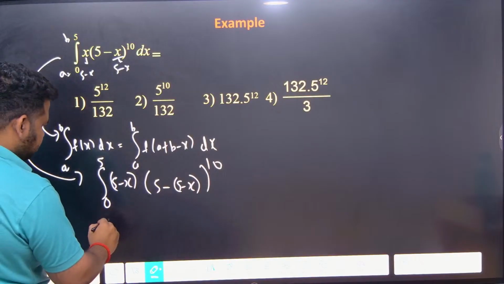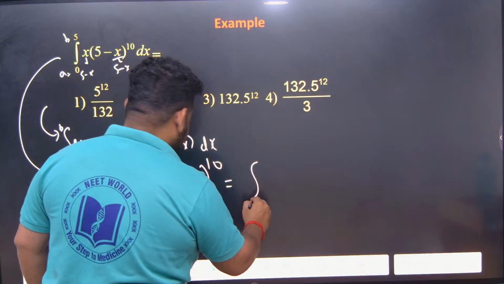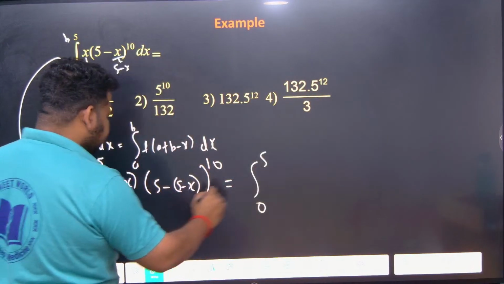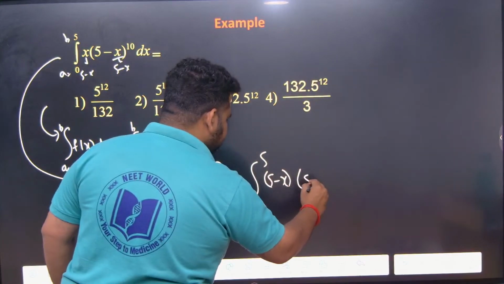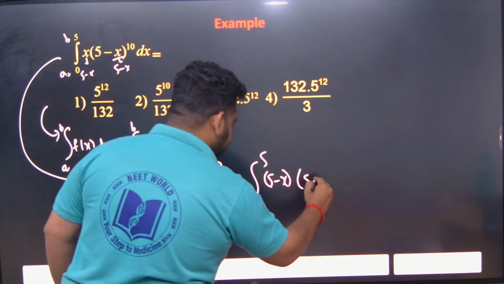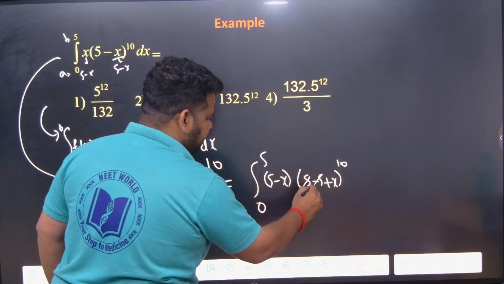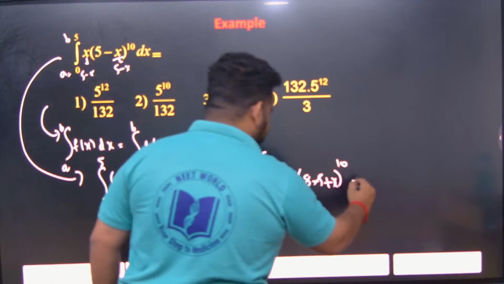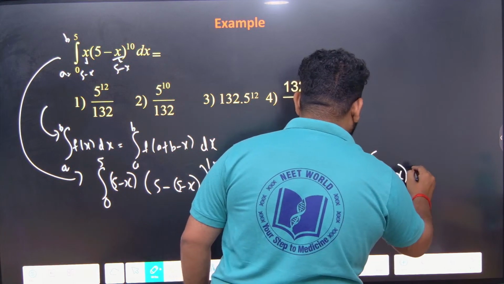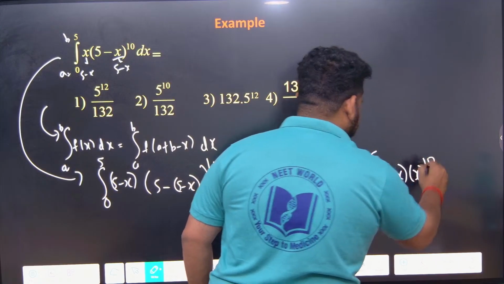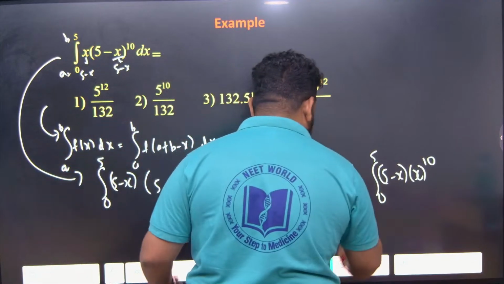Now see here, 0 to 5, let me write it here, observe carefully. This can be written as integral 0 to 5 of (5 minus x), keep it as it is, and this becomes 5 minus (5 minus x). If I send the minus inside, minus 5, minus into minus plus x, the 5 minus 5 cancels. So this will become integral 0 to 5 of (5 minus x) into x to the power of 10.